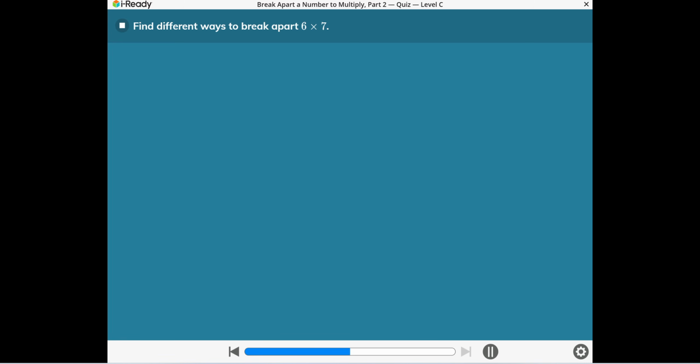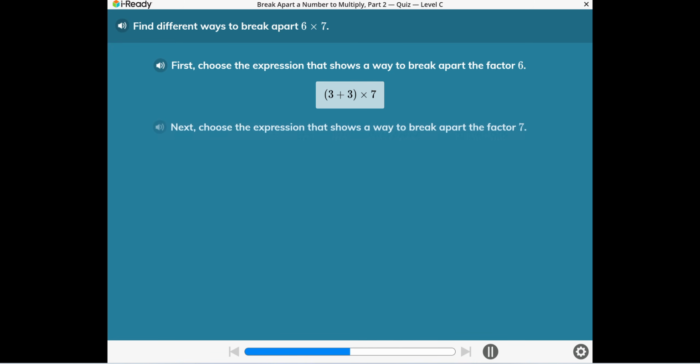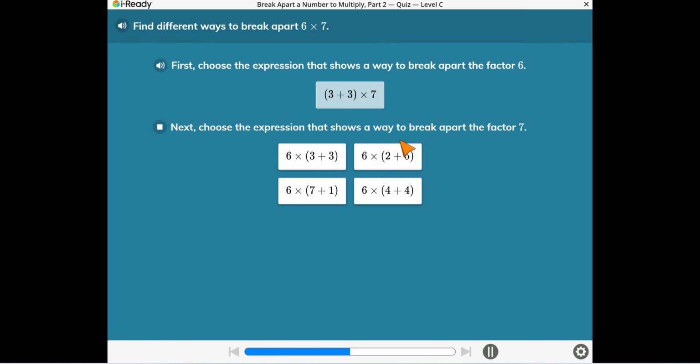Find different ways to break apart 6 times 7. First, choose the expression that shows a way to break apart the factor 6. Next, choose the expression that shows a way to break apart the factor 7.